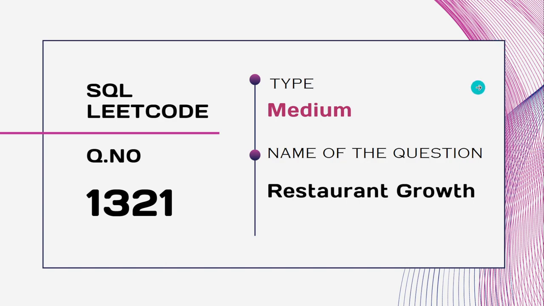And the question which we are trying to solve today is 1321, type medium, Restaurant Growth.